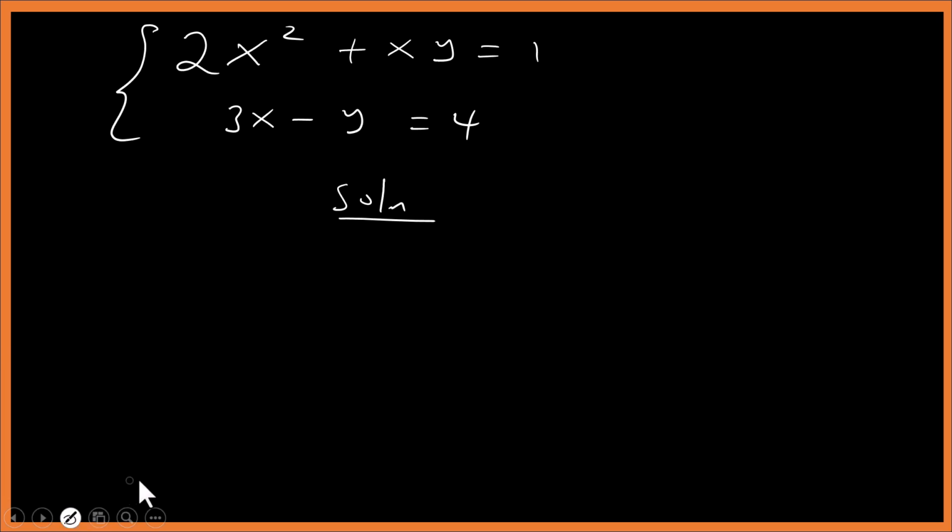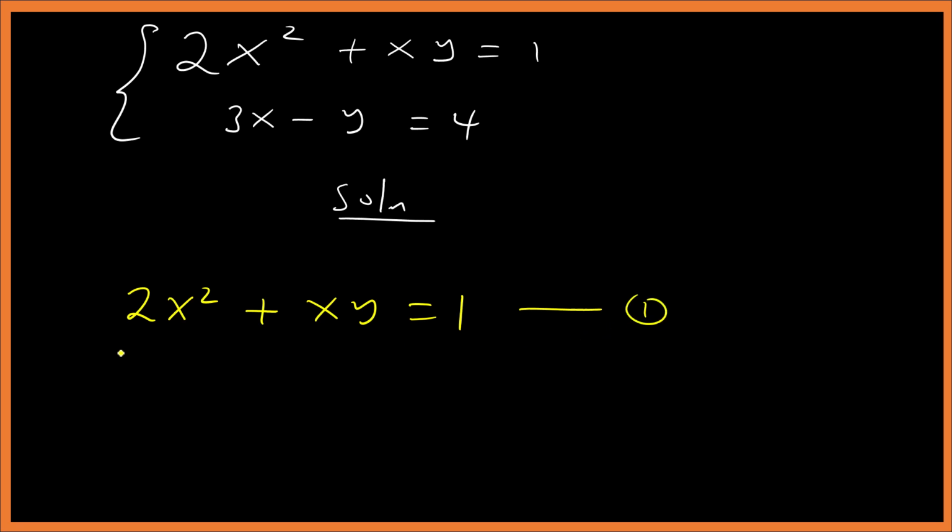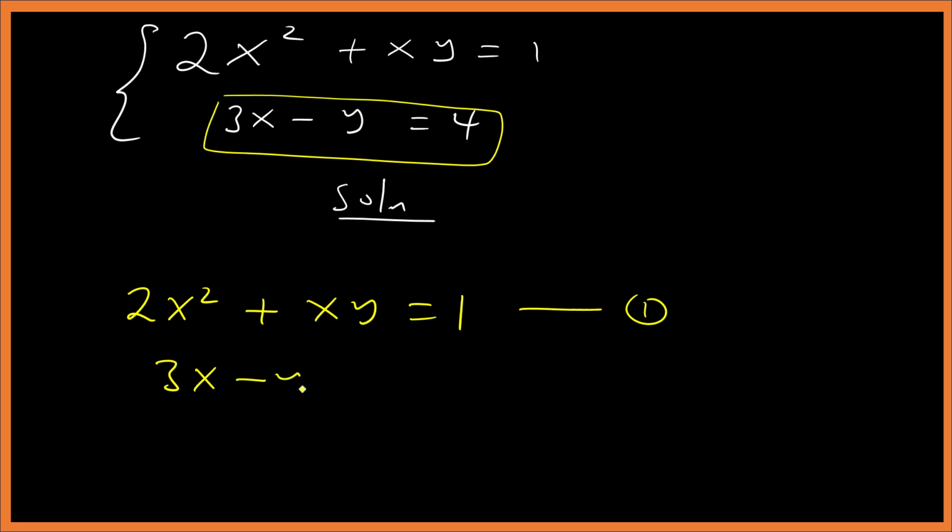All right, this one is very simple. Let's name the first equation. So we have 2x squared plus xy equals 1. Let's call it the first equation. And let's also label the second equation here: 3x minus y equals 4.